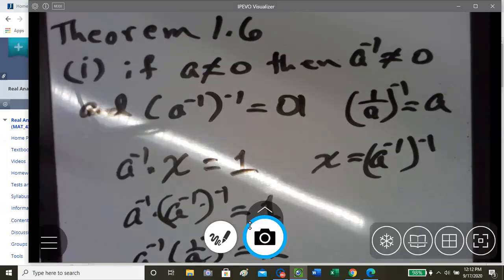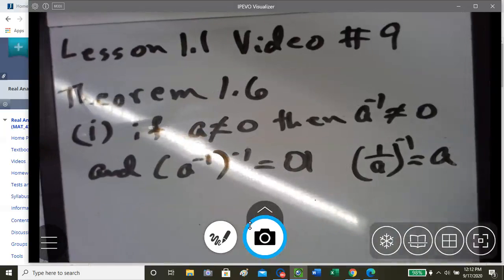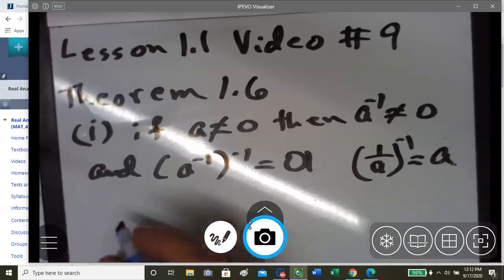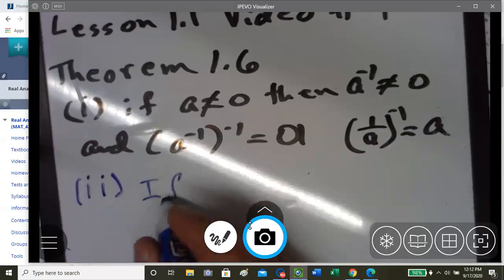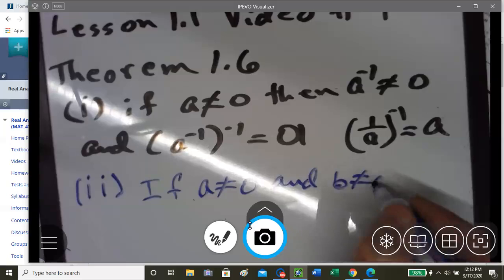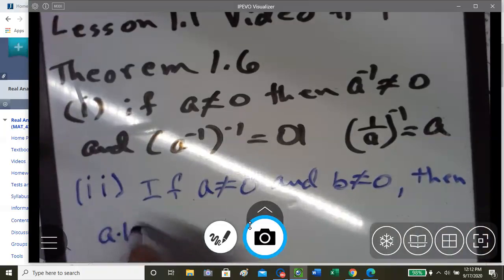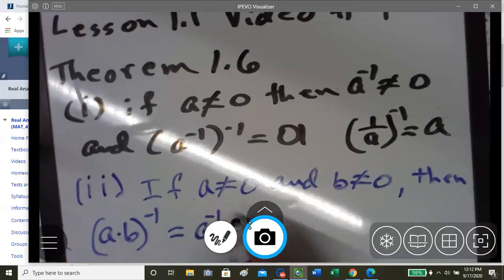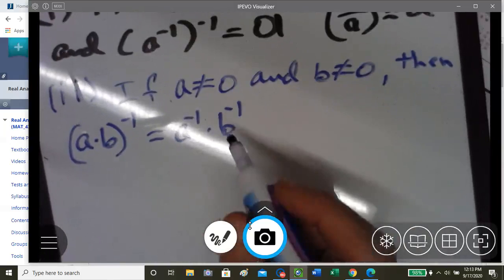Then the second part, II, that states if A does not equal 0 and B does not equal 0, then the reciprocal of A times B is equal to the reciprocal of A times the reciprocal of B. Again, this is similar to the proof in 1.2.